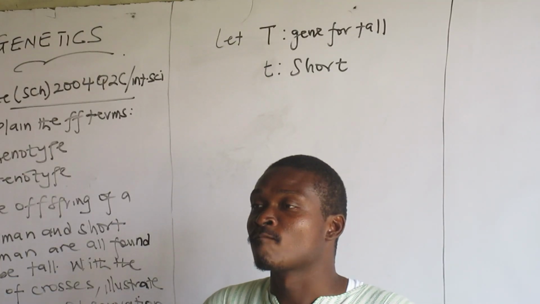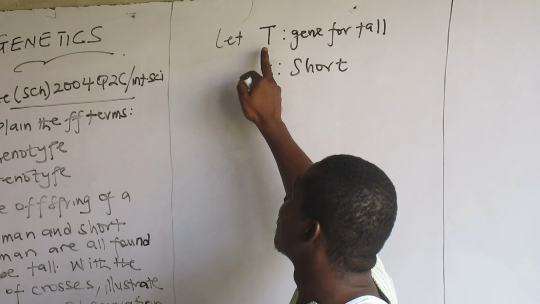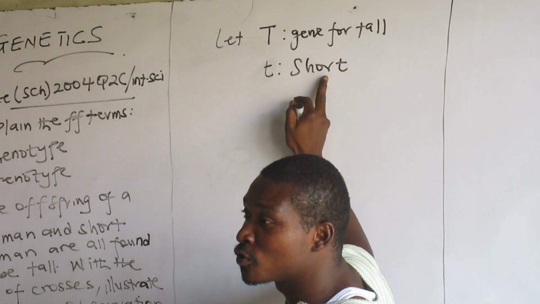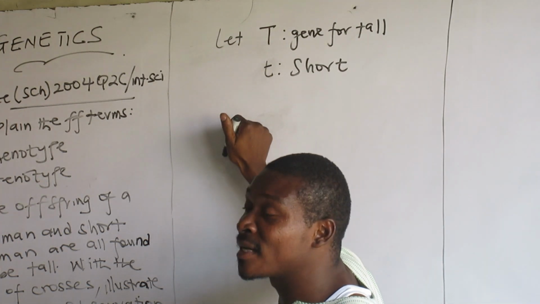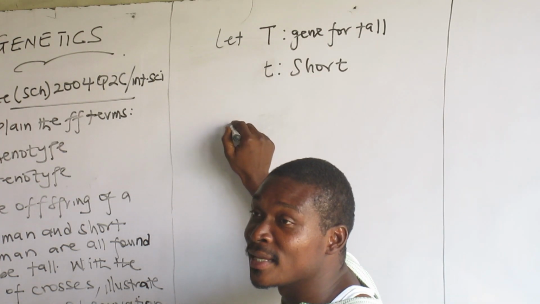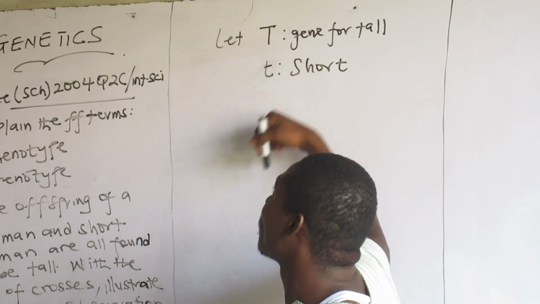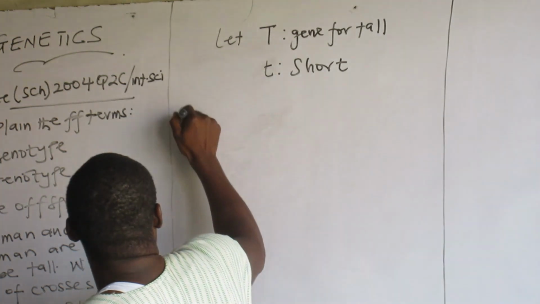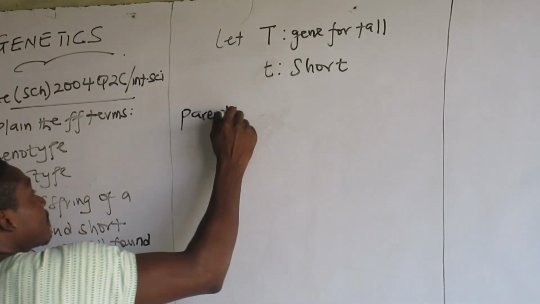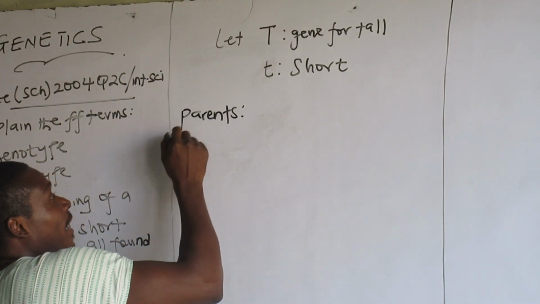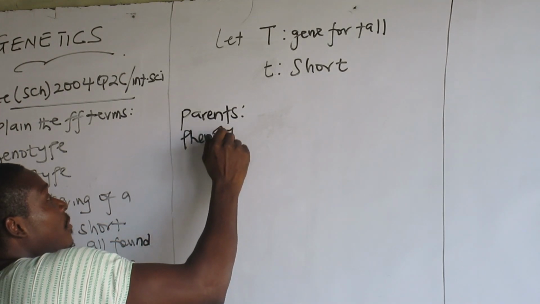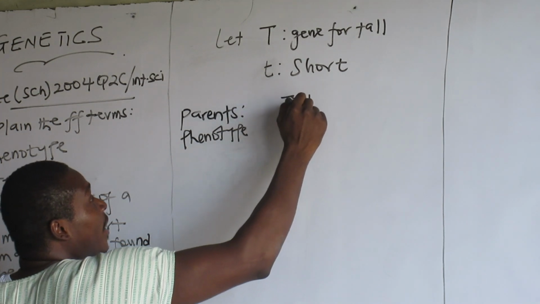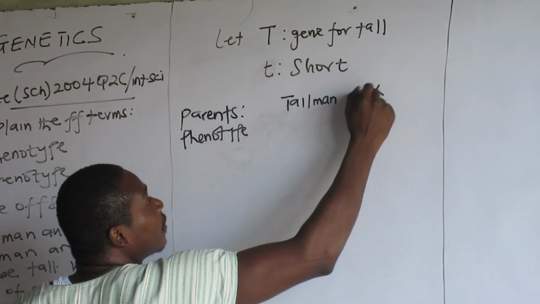Okay. So, as I said, let T be the gene for tall and small t be the gene for short. Don't say S because you can't tell whether capital T is dominating S, as I said. But you can claim dominance for capital T and small t. Are you okay? Good. So these are the parents. Parental phenotype. We have a tall man, right? Short woman.